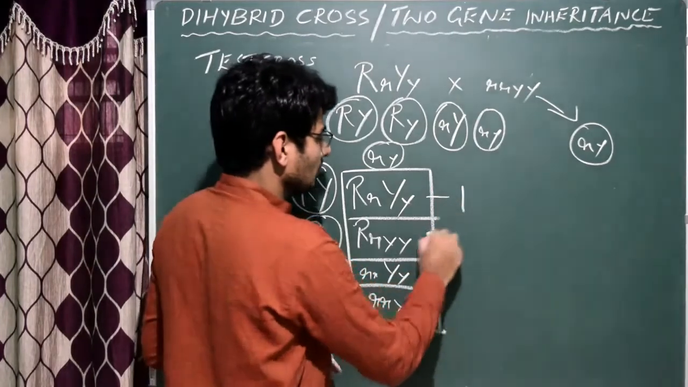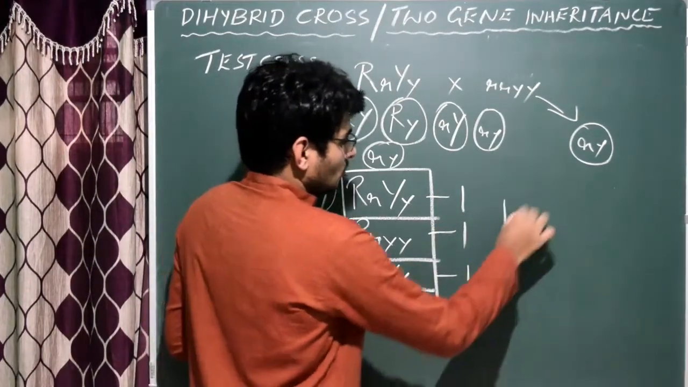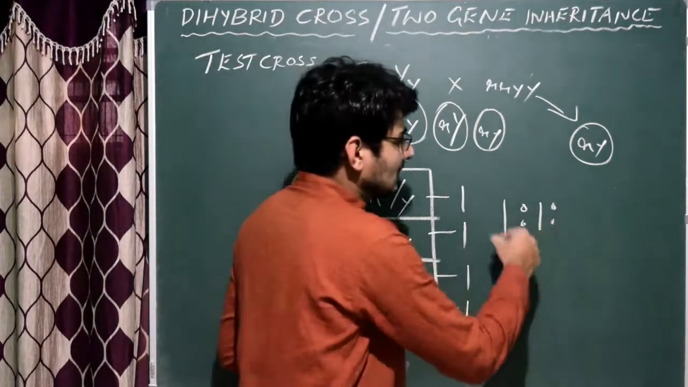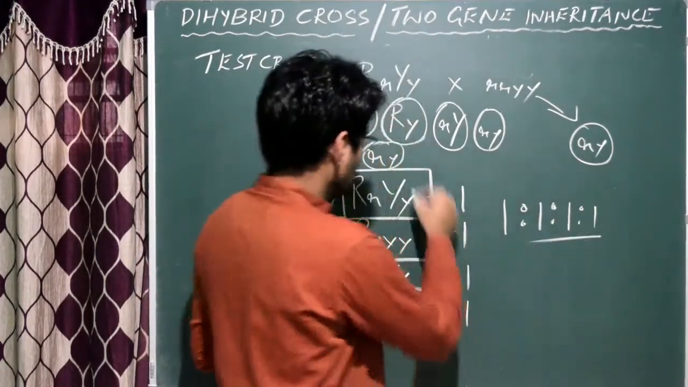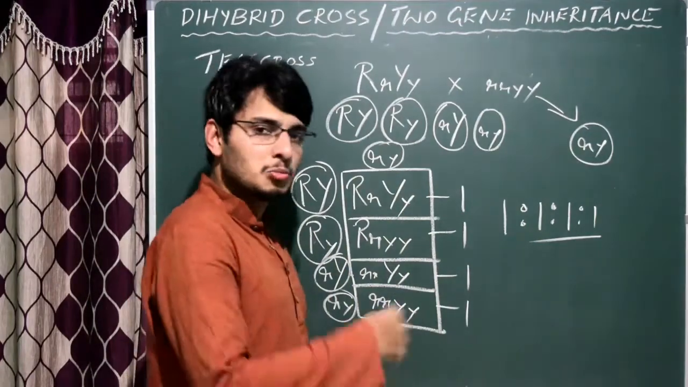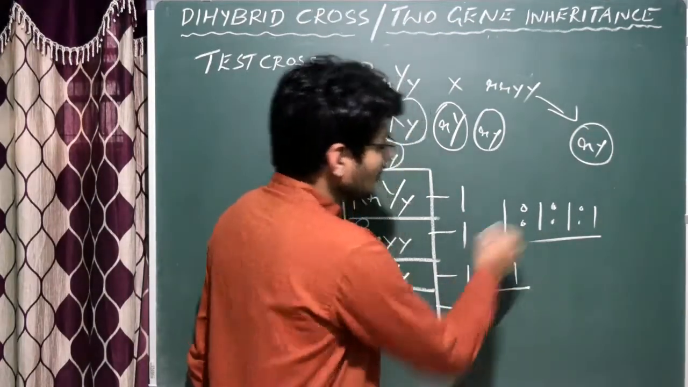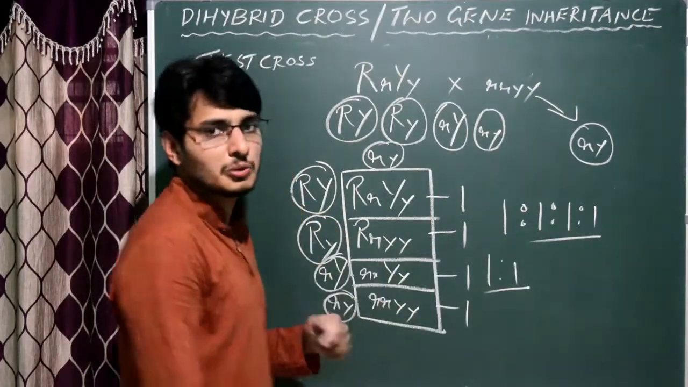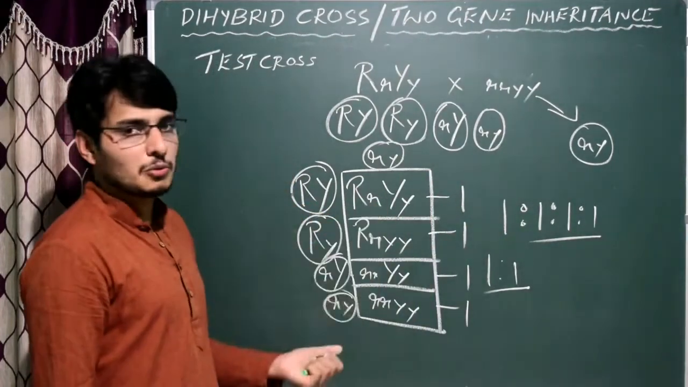So the ratio is, so the test cross for dihybrid cross ratio is 1:1:1:1. So this is actually the genotype. Remember, for monohybrid cross it is only 1:1. Whereas for dihybrid cross, the test cross ratio is this. Remember, very important. It could be asked in your NEET. Okay, so this is all about the test cross.